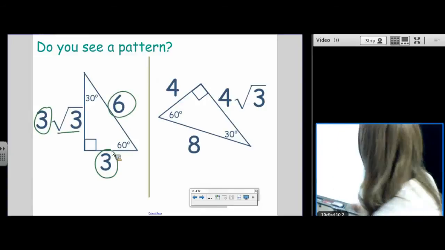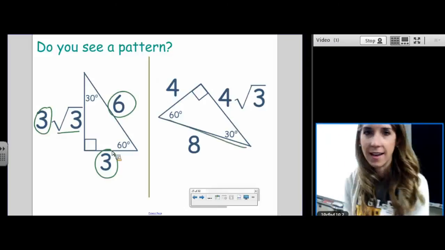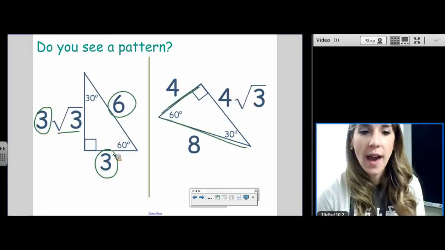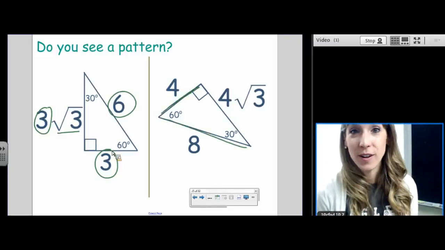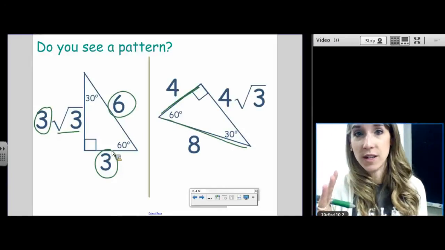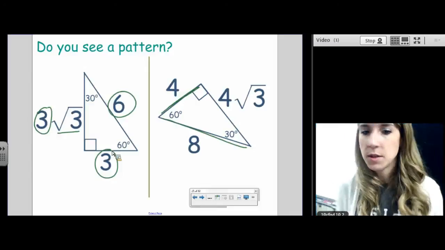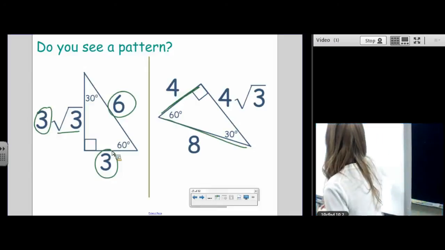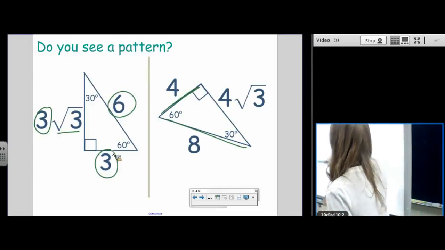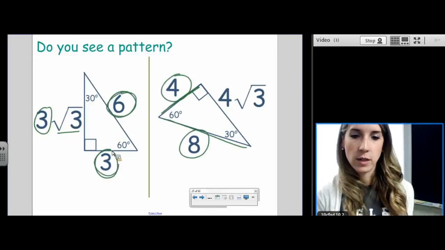Notice someone mentioned the hypotenuse is always double the short leg. Always, every time, 2x. I would do those two first when I'm solving for these. I would always tackle the short leg and the hypotenuse first because one is just half of the other. One is double the other. So just look at that relationship. 8 is double 4. 6 is double 3. 3 is half of 6. 4 is half of 8.